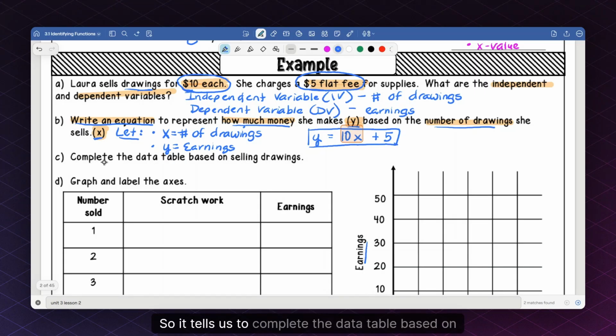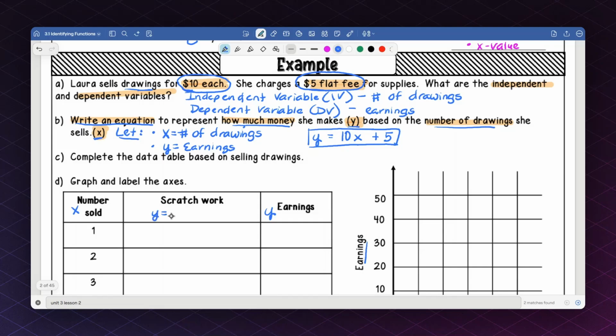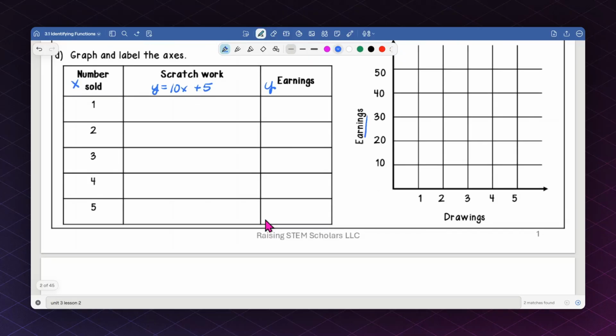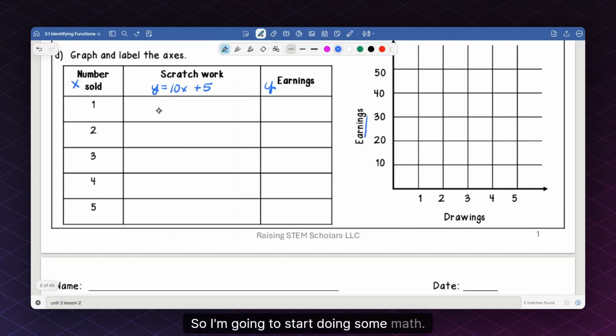Okay, so it tells us to complete the data table based on selling drawings. And so we have numbers sold, that's going to be my x over here, and my earnings is going to be y. And I gave you a space for scratch work. I'm going to go ahead and write my equation right here because I want to make it nice and neat and easy for me to keep looking at things and knowing exactly what I'm looking for and what I need. Okay, so I'm going to start doing some math.